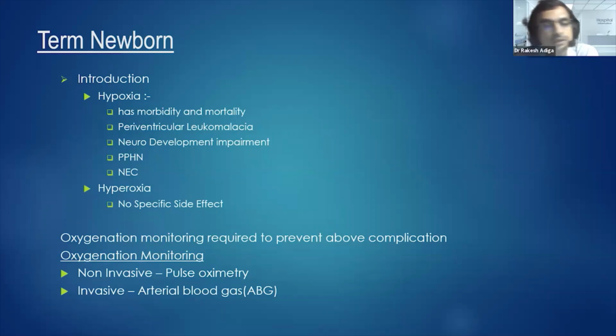And hyperoxia is basically iatrogenic. Naturally, none of the babies will have hyperoxia in room air. It's always due to iatrogenic causes. In term infants, there is no specific side effect. Only in preterm there are side effects like bronchopulmonary dysplasia and retinopathy of prematurity.